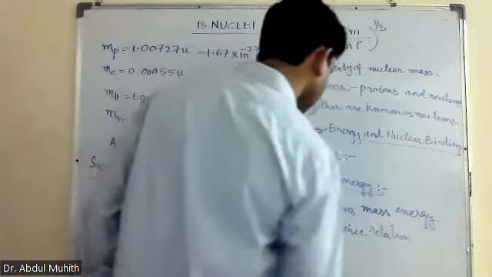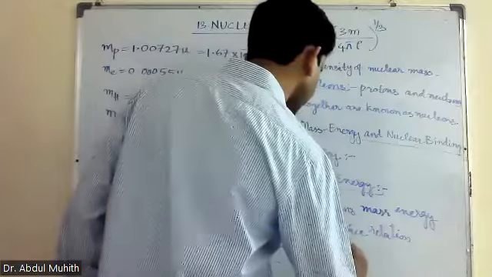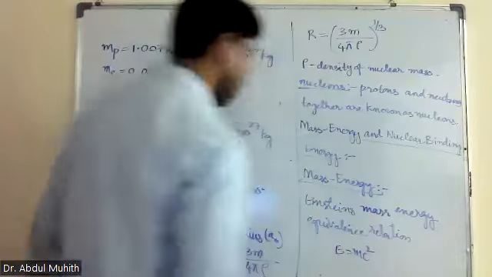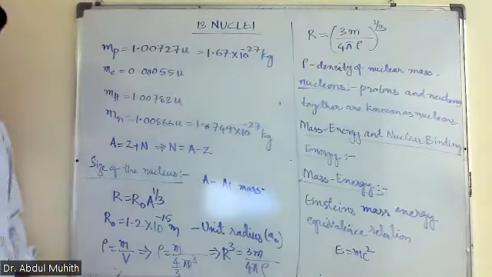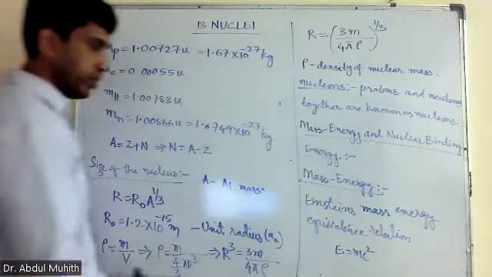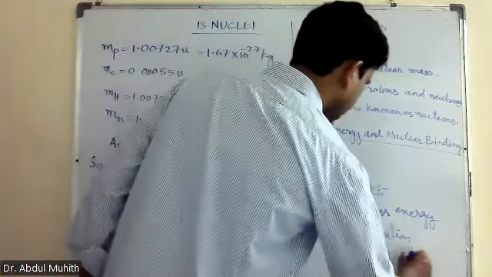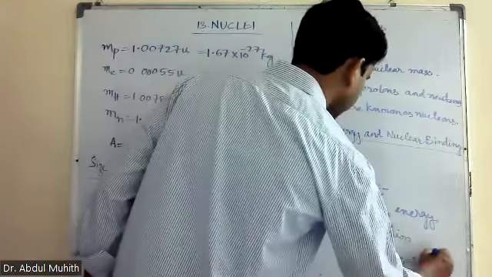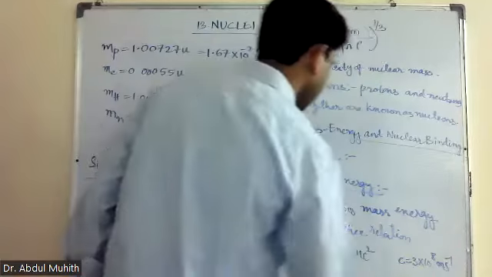What is the formula? So the formula is E is equal to mc square, where m is the mass and c is the speed of light. Mass can be converted to energy and energy can be converted to mass. c is 3 into 10 to the power of 8 meter per second. Okay, this is the value.